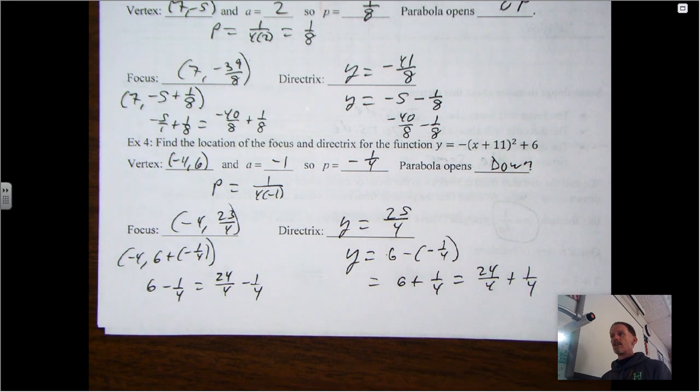So that is all there is to finding the directrix and the focus of a parabola that goes up or down. In a couple days, we're going to see some parabolas that go left or right, and we'll kind of repeat this process. I'll tell you right now, it's very similar. We just got to go left to right instead of up and down.